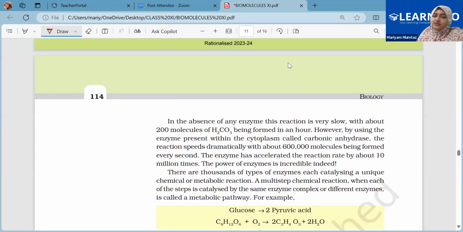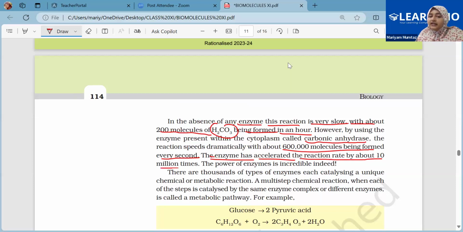Now, in the absence of any enzyme, this reaction is very slow, with about 200 molecules of bicarbonate being formed in an hour. But when we use the enzyme carbonic anhydrase, then 6 lakh molecules are formed every second. The enzyme has accelerated the rate by 10 million times. This is how the enzymes work.